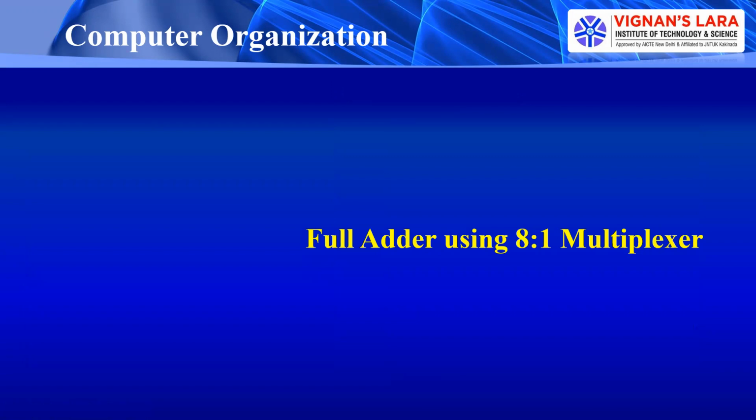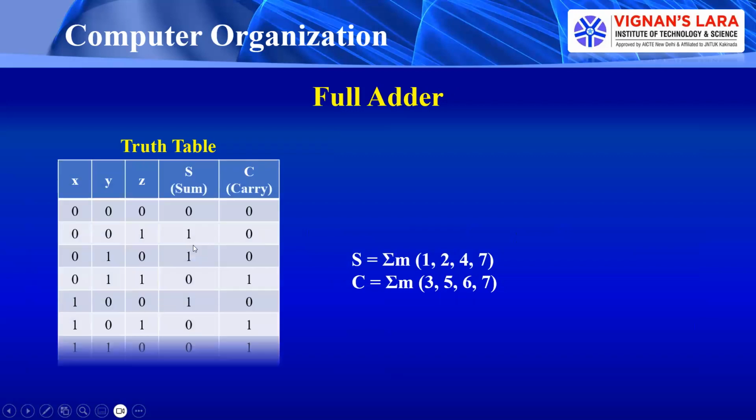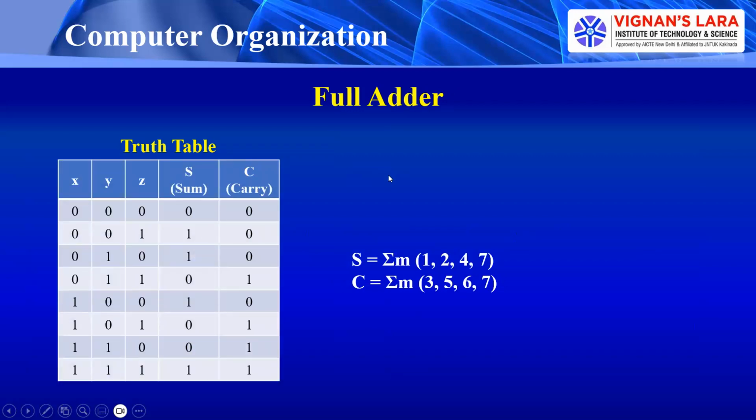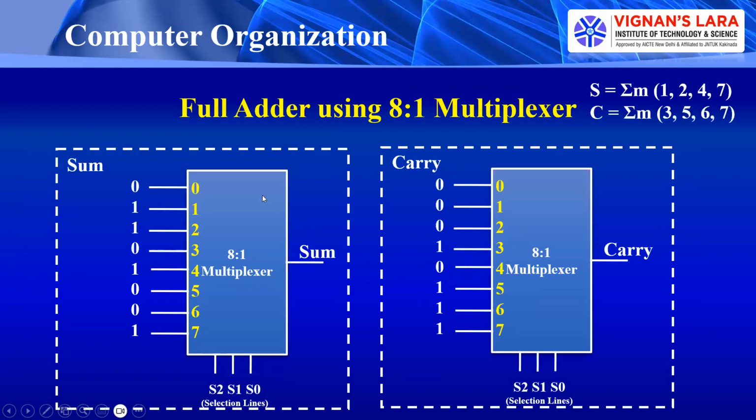Now, another important problem on multiplexers is implementation of Boolean functions by using a multiplexer. In that process, I'm going to design a full adder circuit by using an 8 by 1 multiplexer. We know that a full adder is a combinational logic circuit which can add 3 binary bits at a time, and it produces sum and carry as the outputs. For the sum output, the sum is 1 for minterms 1, 2, 4, and 7. So I write the sum expression as S is equal to sigma m of 1, 2, 4, 7. Similarly, carry is 1 for 3, 5, 6, 7. So C is equal to sigma m of 3, 5, 6, 7. Now I would like to select a multiplexer.